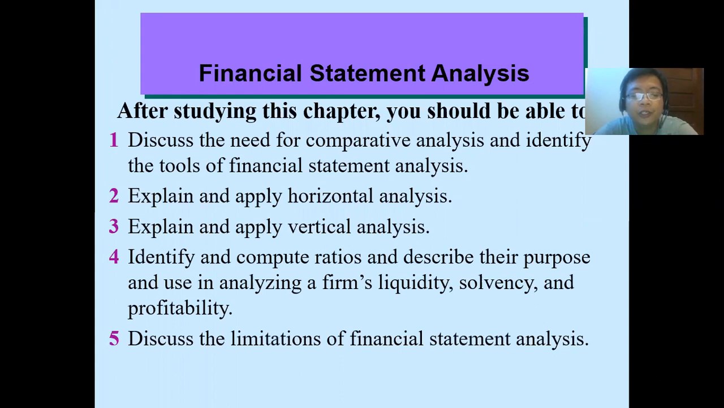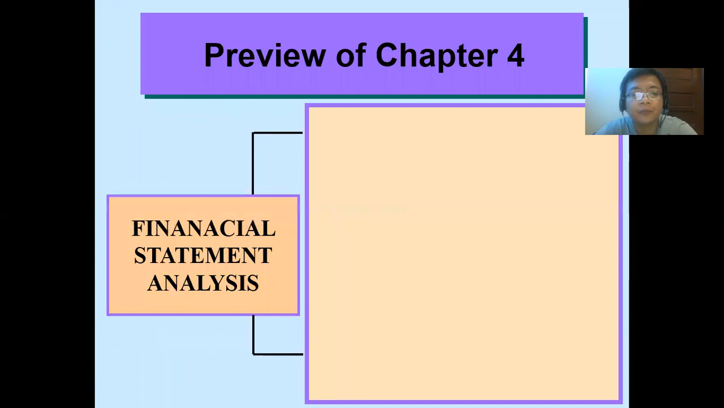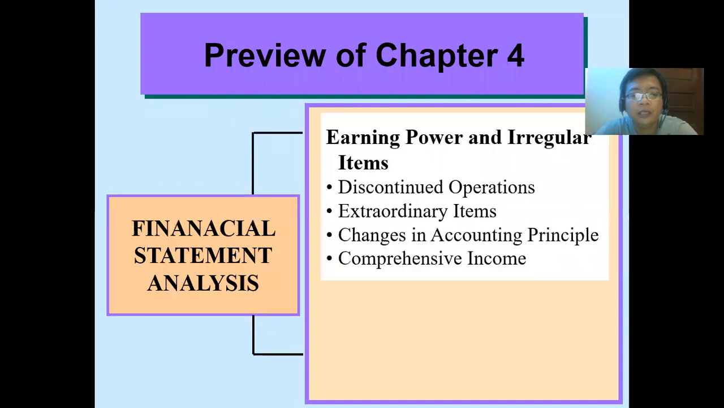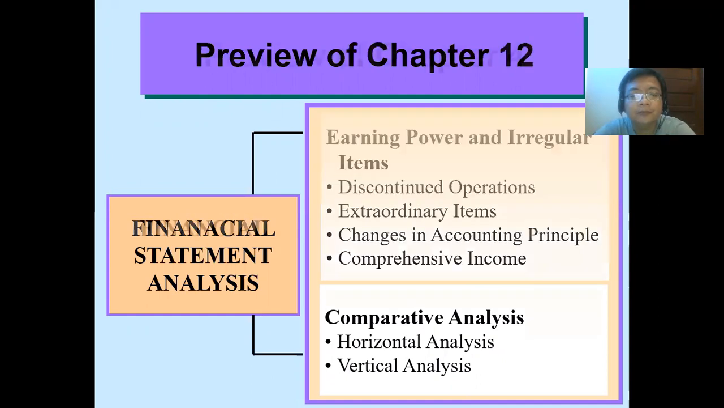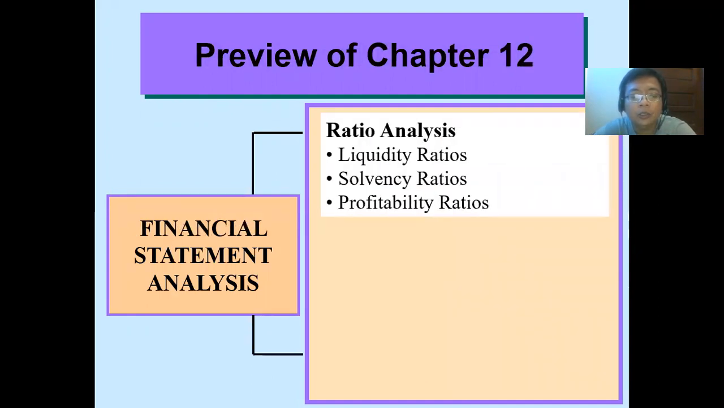Number five, of course, there are cons in terms of this analysis, so we will consider any limitations. To summarize everything, I will not discuss discontinued operations. We will just focus on the comparative analysis, which is horizontal and vertical analysis. In terms of ratio analysis, we will just focus on these three: liquidity, solvency, and profitability ratios.